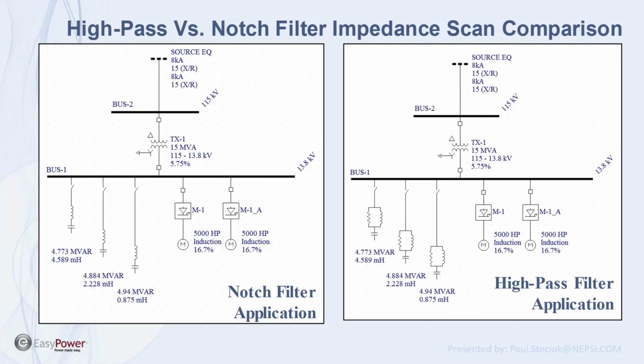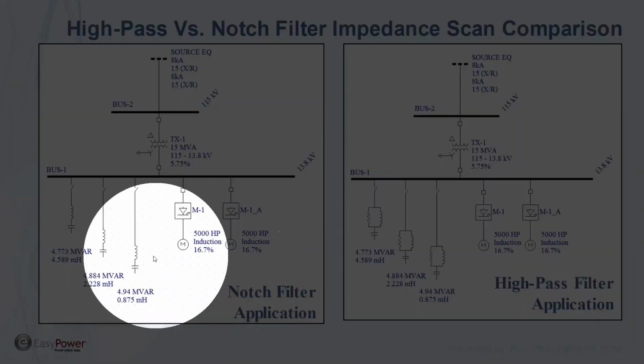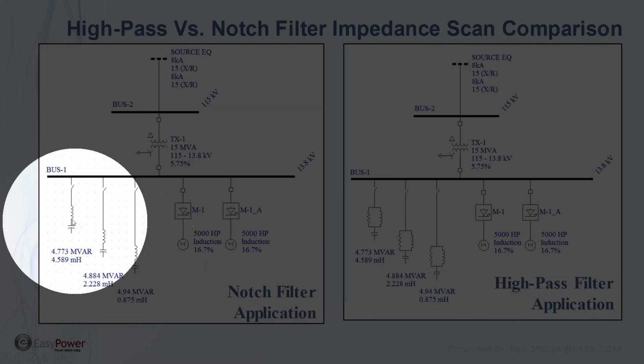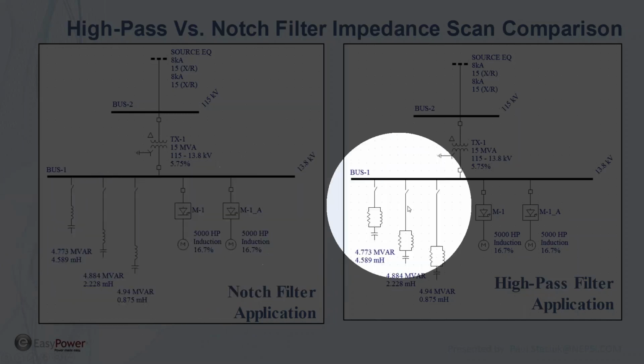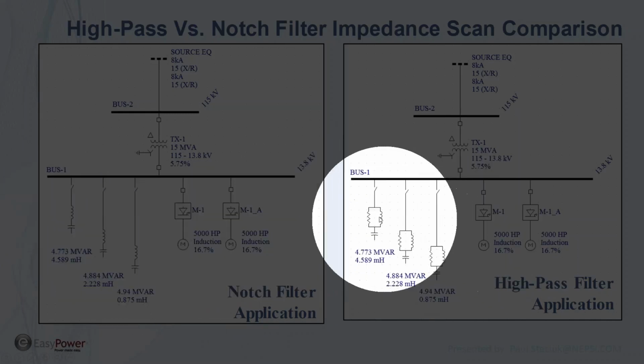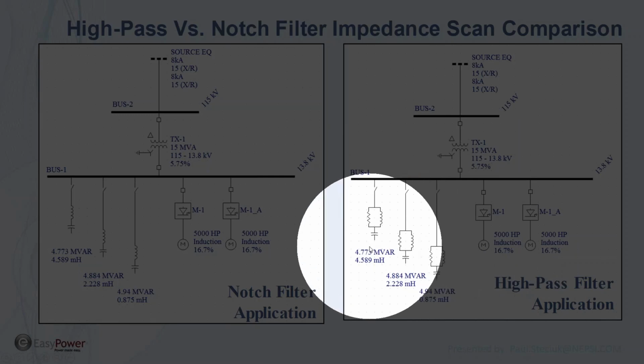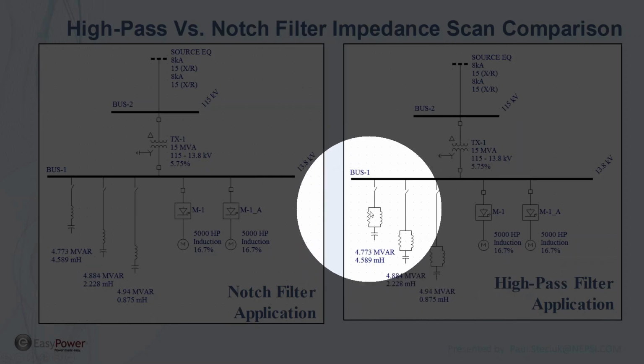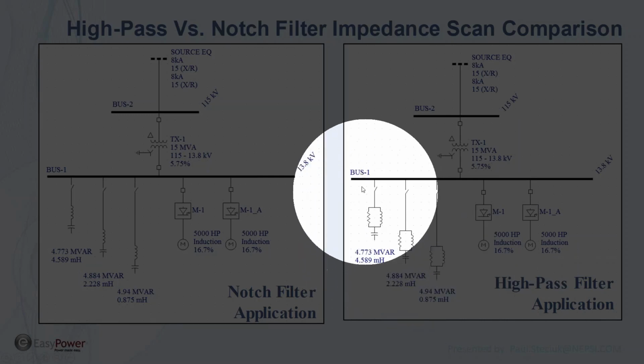You might ask the question, well, why high pass versus notch? This is oftentimes the case, and it's best to show it with a sample system. On the left, we have a notch filter application with 3 notch filters. It's a multi-tune harmonic filter. Now on the right, we have 3 C high pass filters, same megavar ratings. The difference is that we added the resistors and created high pass harmonic filters.